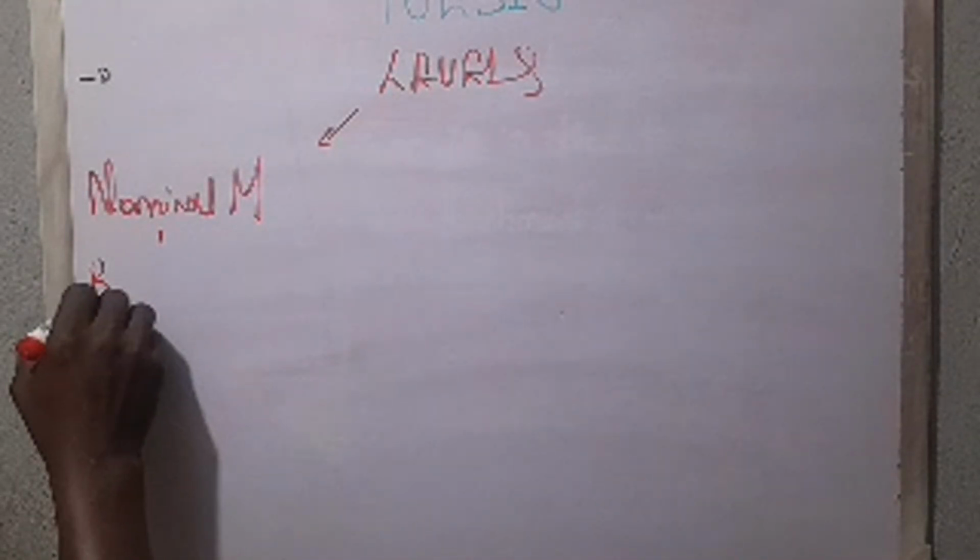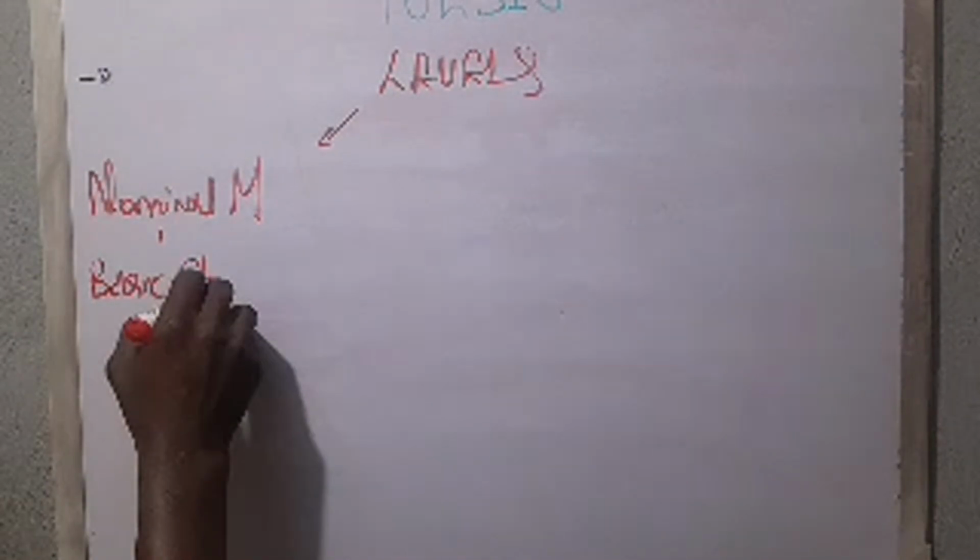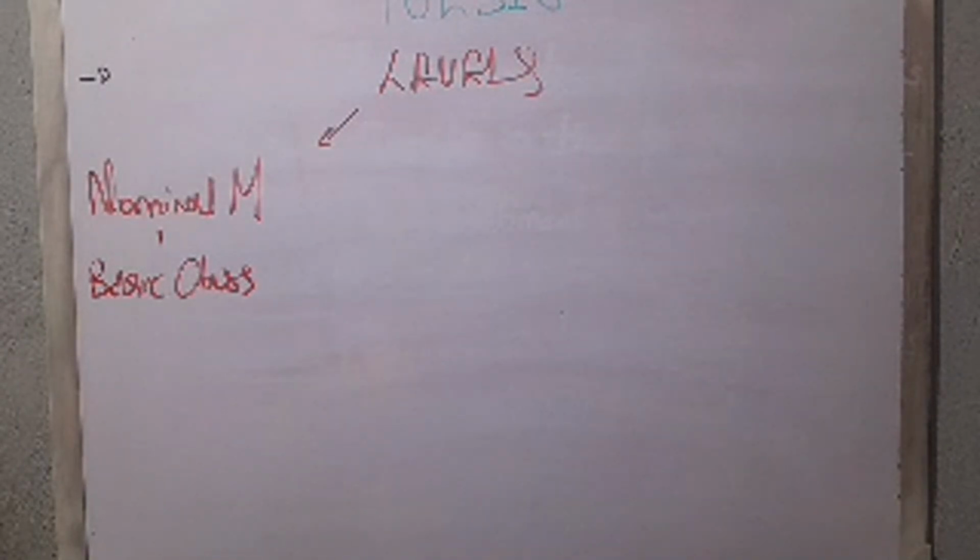So now we have the nominal measurement. This is the lowest and the most simple level of measurement. It involves the classification or categorization of subjects into classes that have no direction or differentiation to them. So this is just basic classification.